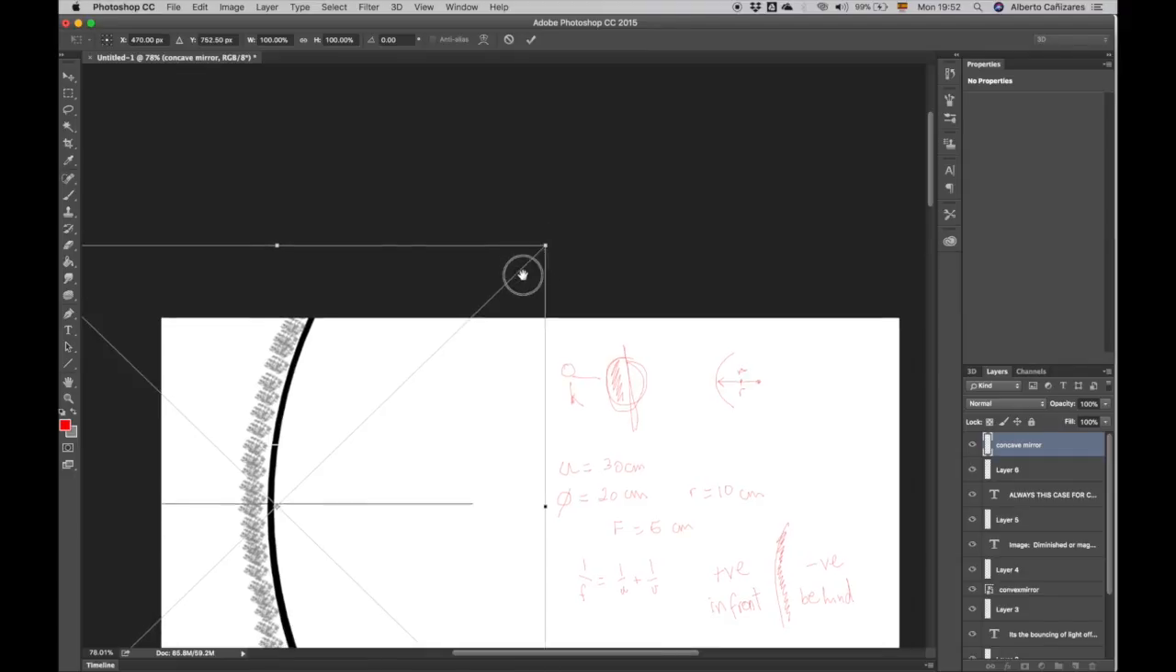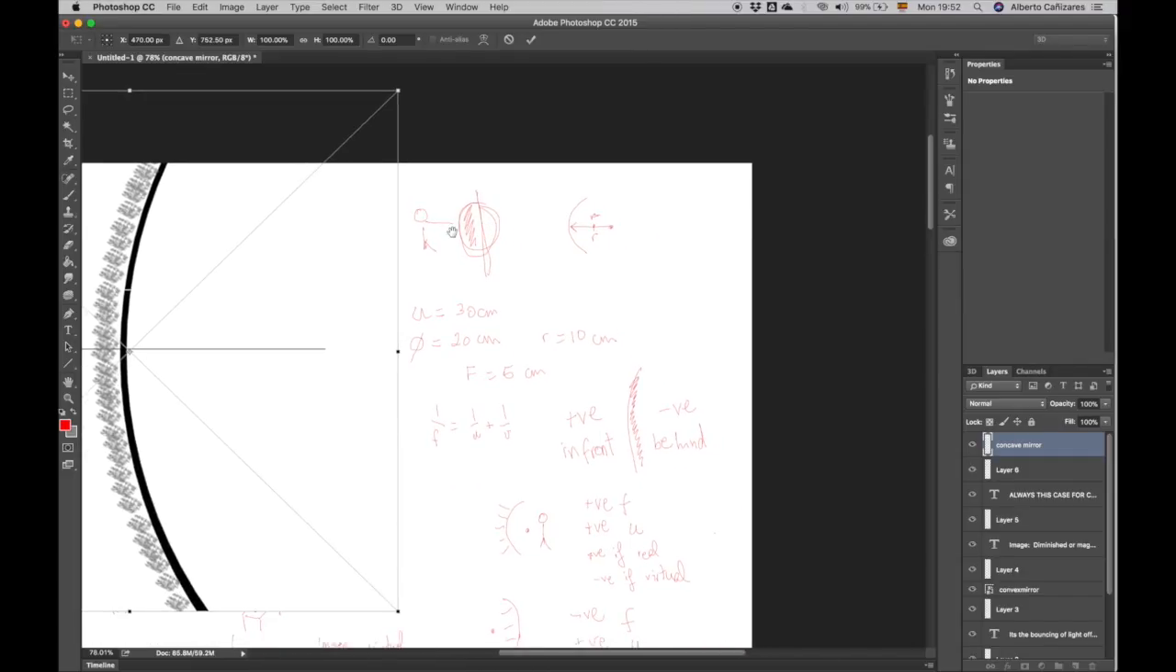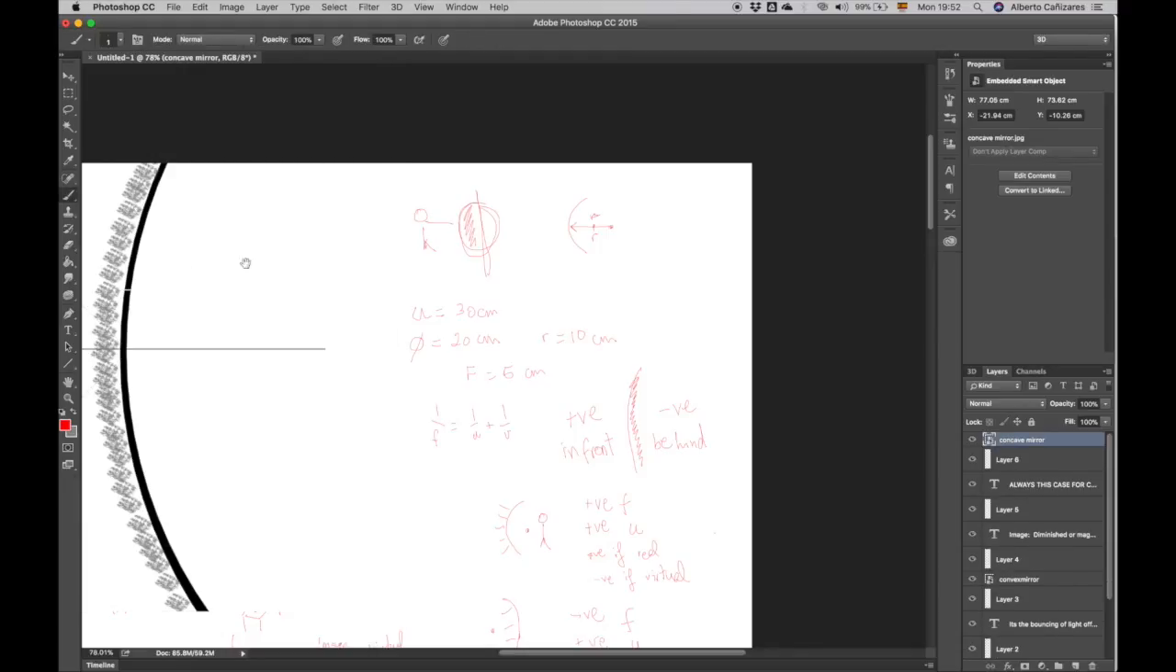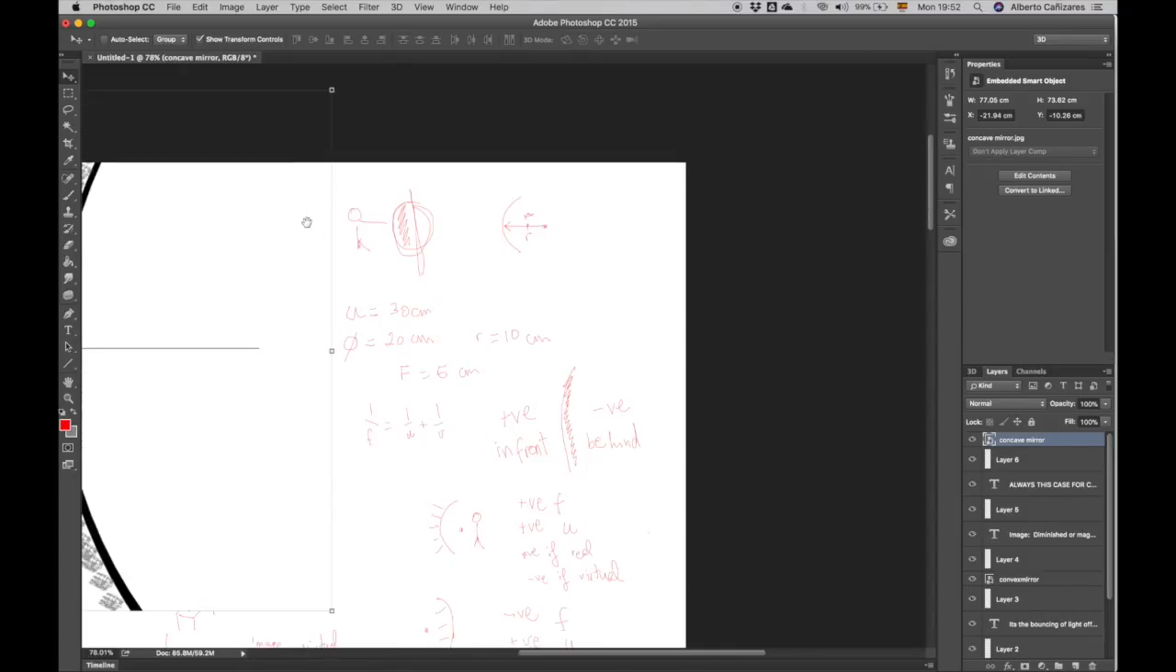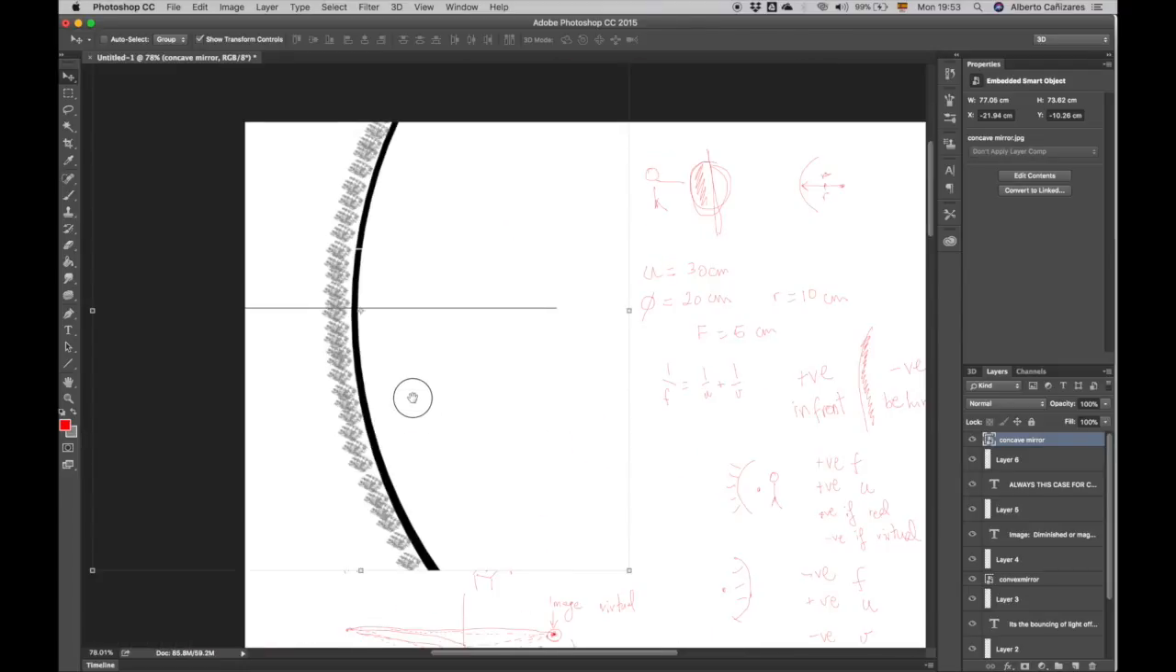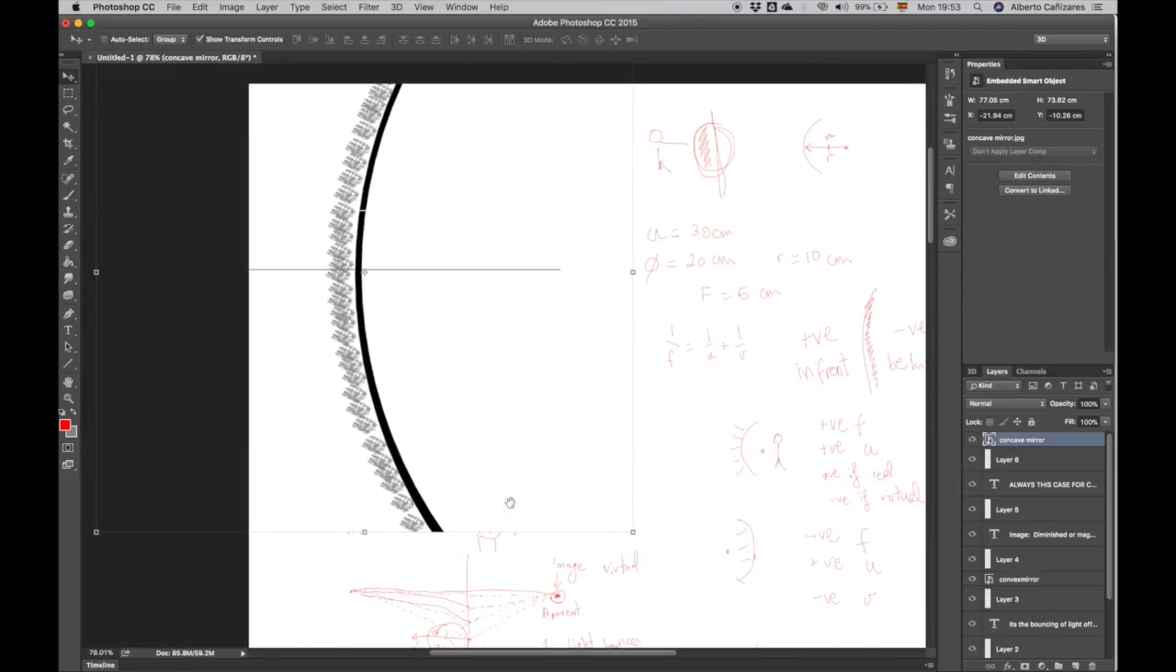Oops. Can we get this smaller? Nope. Nope. I'm going to take this. Nope, it doesn't let me. Okay, well, I'll just work it out in here.